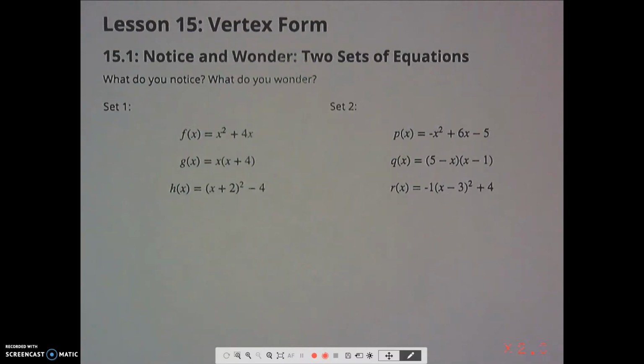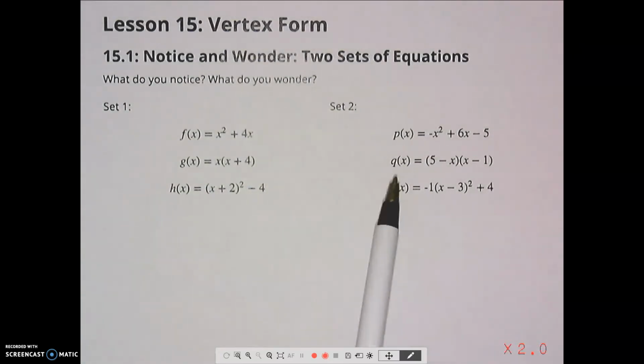Today we're going to be learning about vertex form. So the first thing we're going to do is look at two sets of equations and see what we notice and what we wonder. Here's set number one with f of x, g of x, and h of x, and set number two with p of x, q of x, and r of x. What do you notice? What do you wonder?